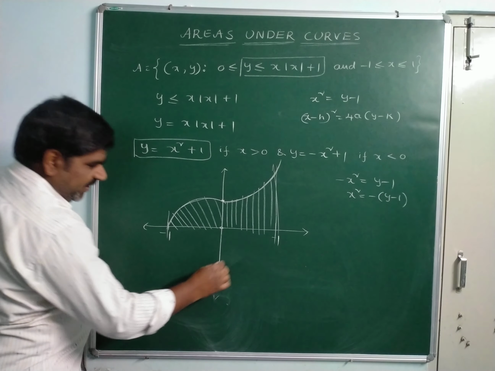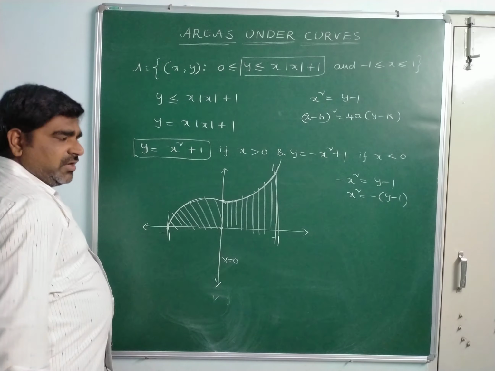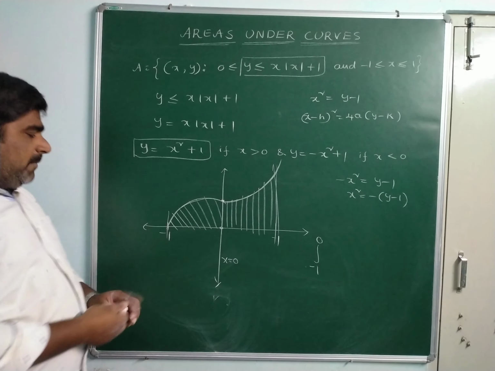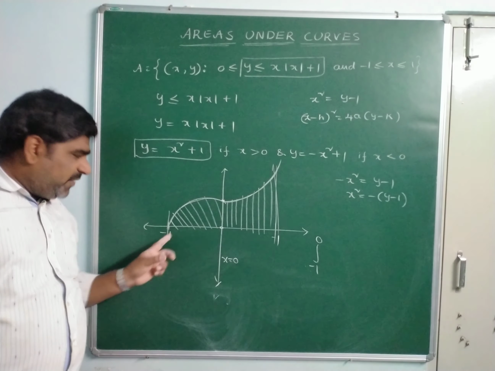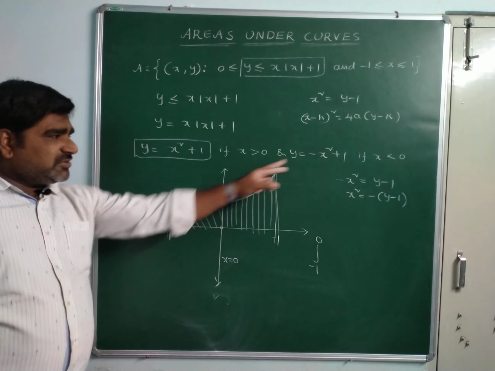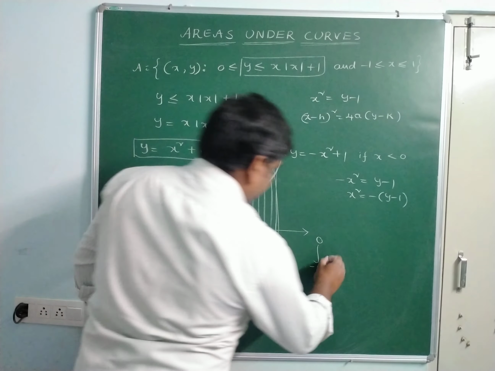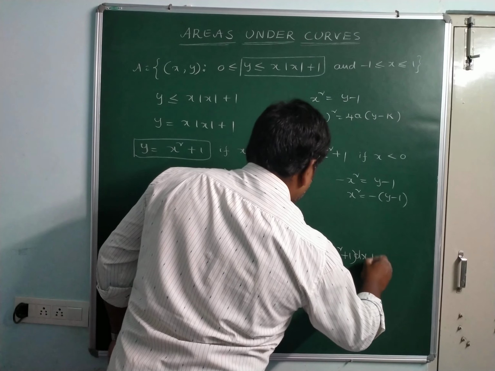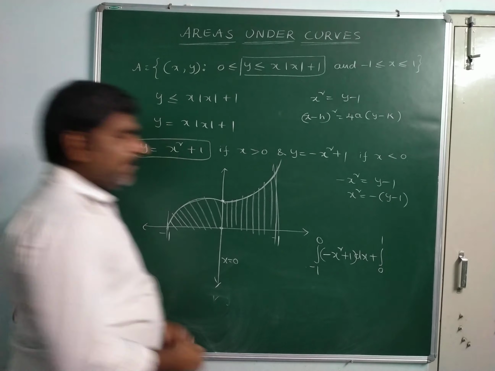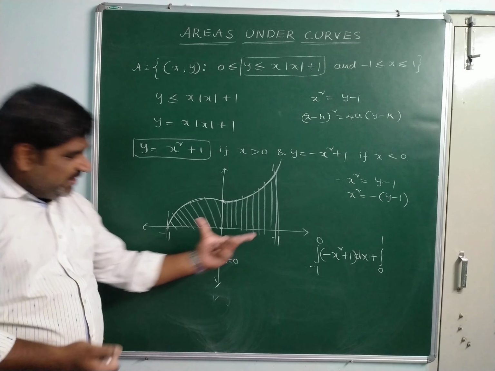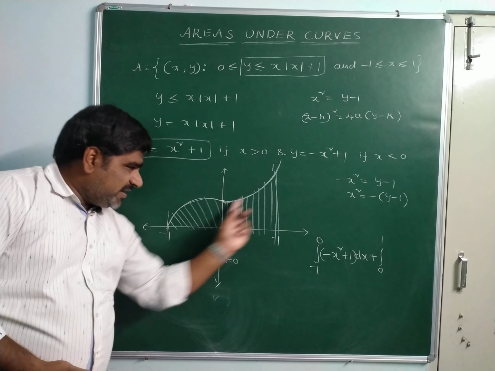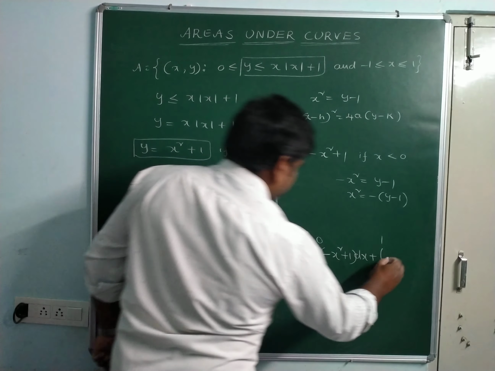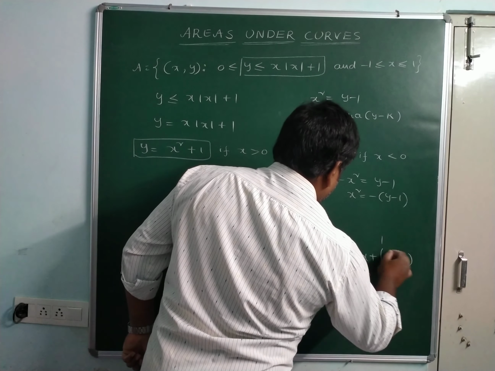So this is minus 1 and this is 0. So the required area is the integral from minus 1 to 0. In this part, which is the curve? That curve, minus x square plus 1 dx, plus the integral from 0 to 1. In this case, which curve is involved? The x square plus 1 curve is involved. So the integral from 0 to 1 of x square plus 1 dx.